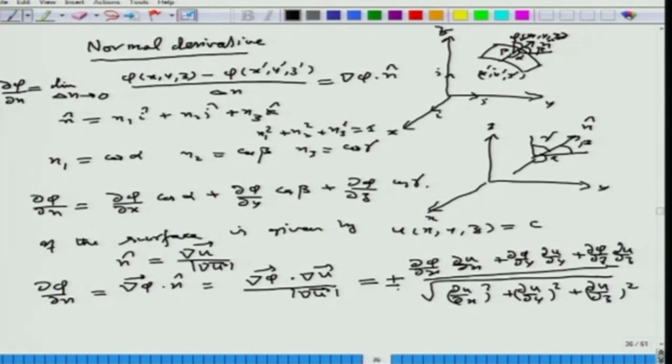So, plus sign or minus sign, we have to see which side we are going to take, so that the cosine of the angle should be positive there, and we choose either plus sign or minus sign accordingly. If del phi by del n is positive, then we choose plus sign, and if this is negative, then we choose minus sign.